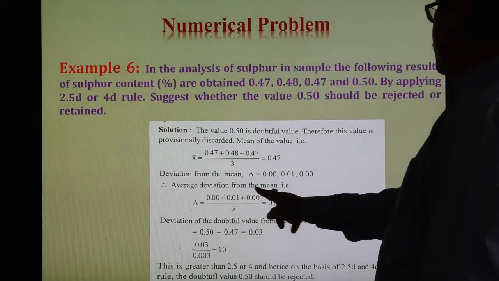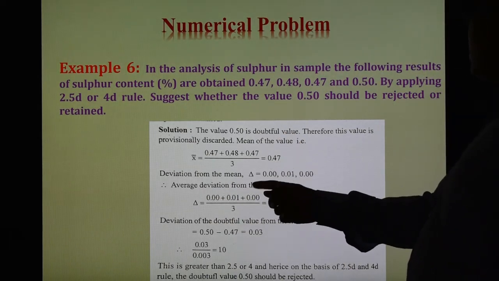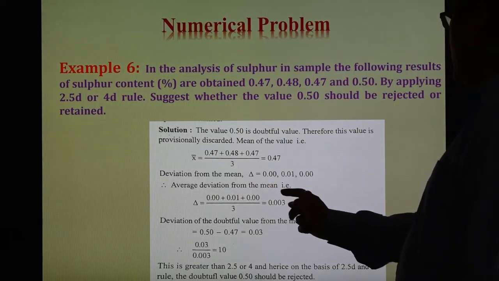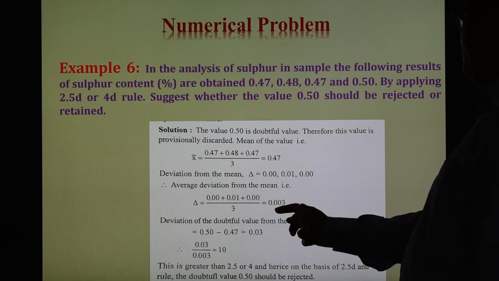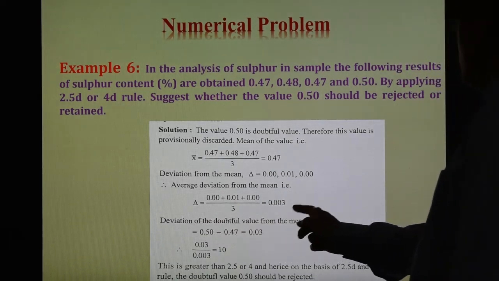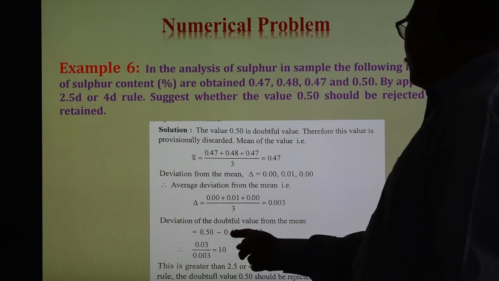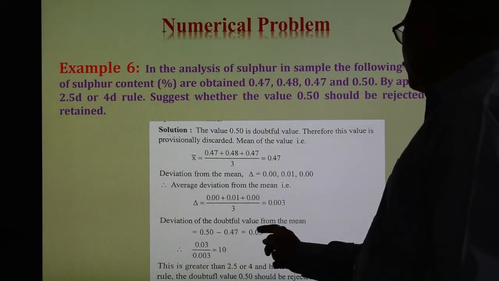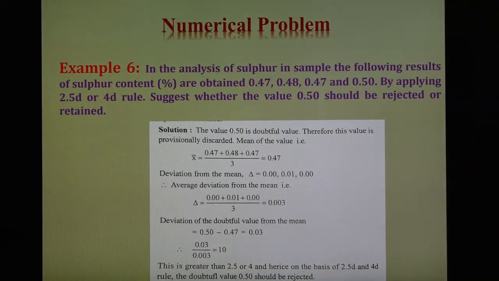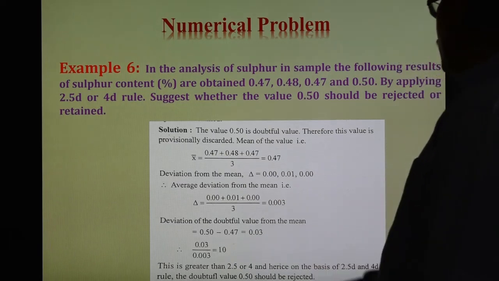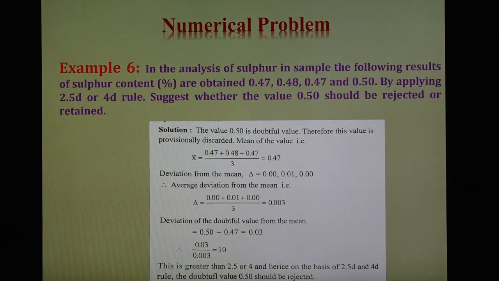And find out the average deviation from the mean. So the sum of these 3 deviations divided by 3 is the average deviation. And then the deviation of the doubtful value from the mean. The doubtful value is 0.50 and the mean is 0.47, so this is the deviation between the doubtful value and the mean. Now this deviation divided by the average deviation comes out to be 10.